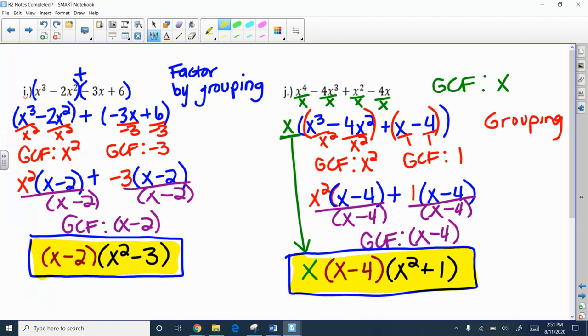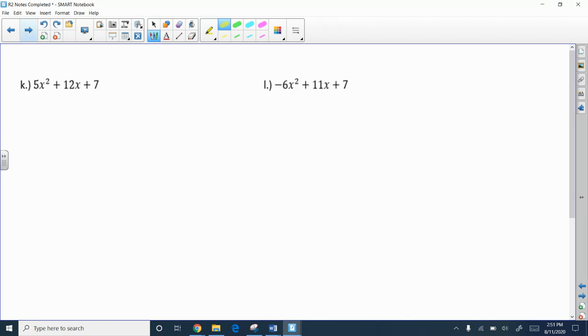All right, so even though those polynomials are bigger because they have 4 terms, we needed to do grouping first because we're going to use grouping on these next examples here. So these are our last 2 examples in section R2. So write down example K. We have 5x squared plus 12x plus 7. Okay, so write down that problem. So on this one, notice there's not a common factor of all of them.